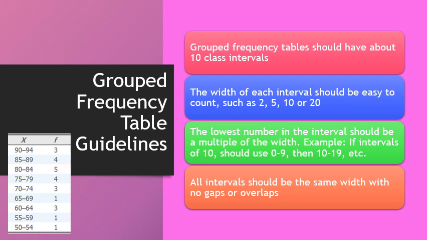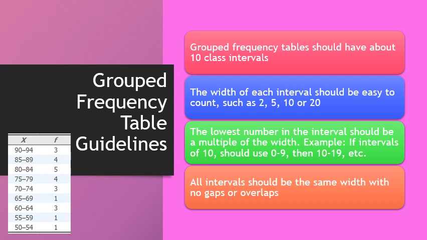So let's count how many class intervals there are. 90 to 94 is one interval, 85 to 89 is 2, 3, 4, 5, 6, 7, 8, 9. This frequency table has 9 class intervals.